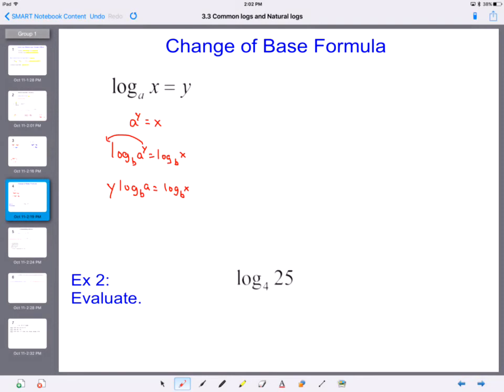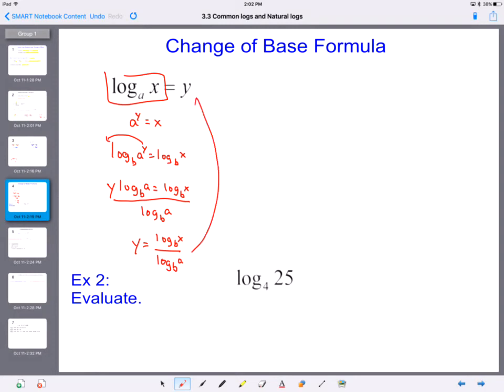And now we solve for y by dividing by log base b of a. And so what do we get? y is equal to log base b of x divided by log base b of a. And so what was y equal to from the beginning? This.